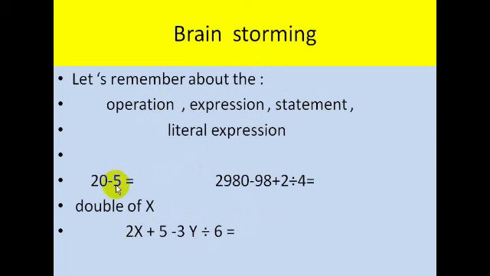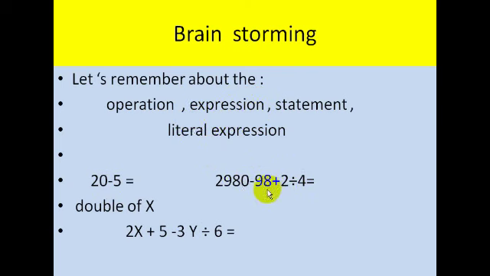We have an operation, just one operation. That's the operation, it's 20 minus 5. It's just one operation, which is subtraction. An expression, we said, has two or more operations. Here we have minus, plus, and division, so that's an expression.